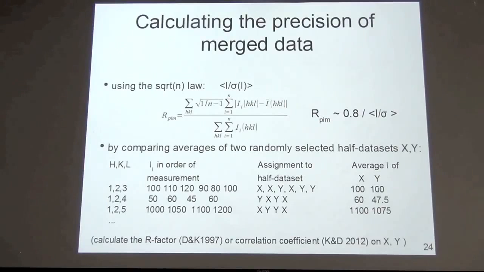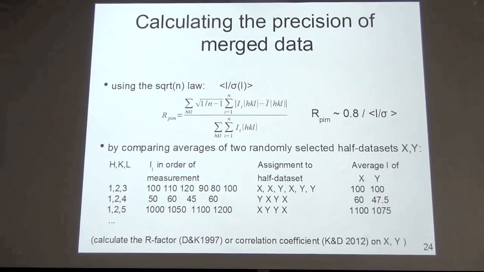There's a different way of coming up with the precision of the merged data, maybe by, let's call it partial merging. And I've tried to illustrate this here. So just compare the averages of two randomly selected half data sets. Let's call them X and Y. So our reflections, these are 3 reflections out of 10,000 or so. And in the order of measurement, for example, of this reflection, we get the values 100, 110, 120, and so on, 90, 80, 100. So now we have our dice here.